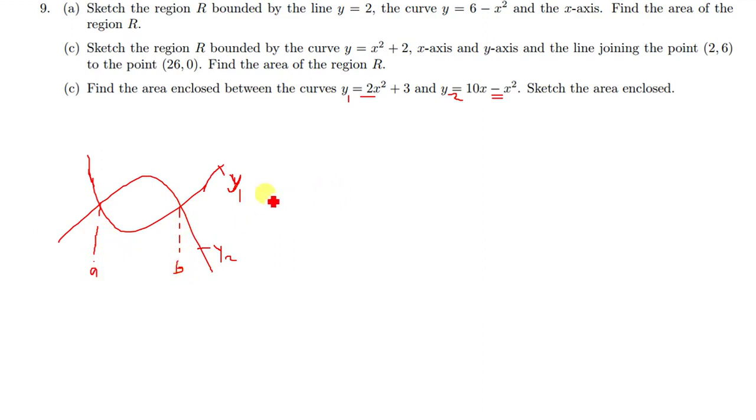So how do you find the limits? It's just by solving these two equations simultaneously. How do you solve them simultaneously? We know that this y is equal to that and this y is also equal to that. Then this y and that y are the same. So where there is y, you put 10x minus x squared. And then you say this is equal to 2x squared plus 3.